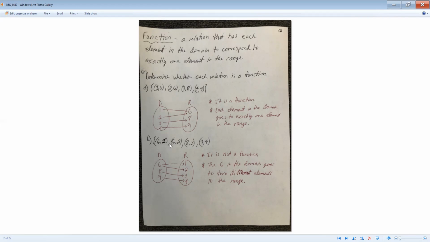If we were to invert those components, in other words, do (6, 1), (6, 2), (8, 3), and (9, 4), and then do the mapping, we will see then that 6 goes to 2 different elements. And that will stop it from being a function. So once again, a function is a relation that has each element in the domain corresponding to exactly one element in the range.